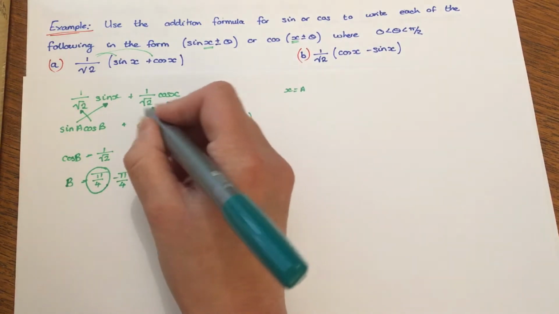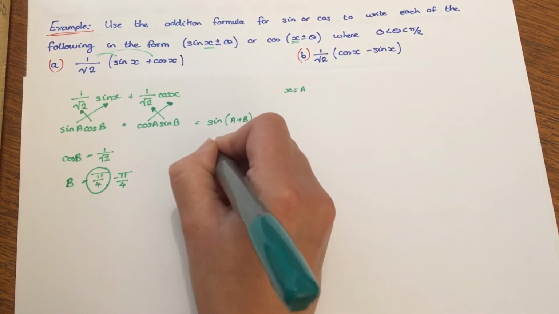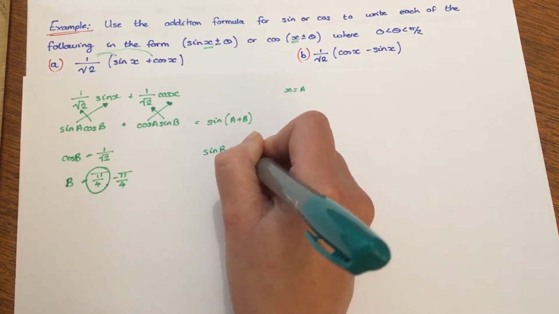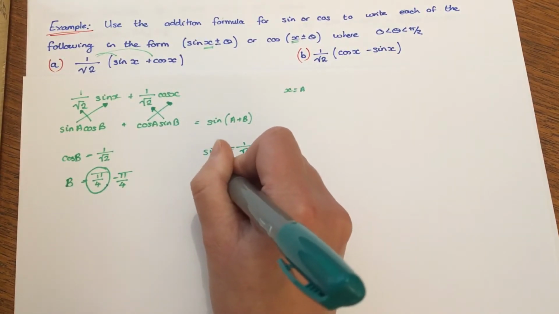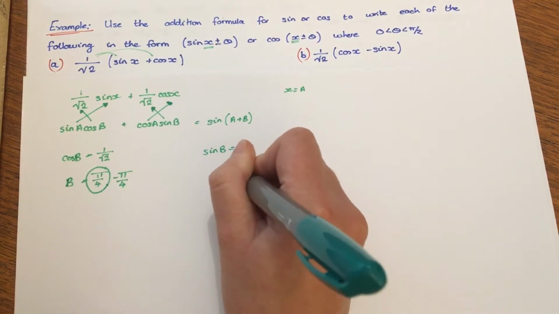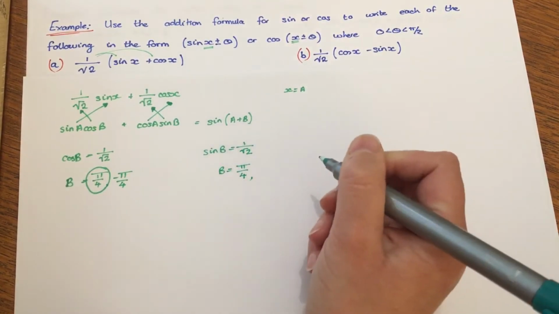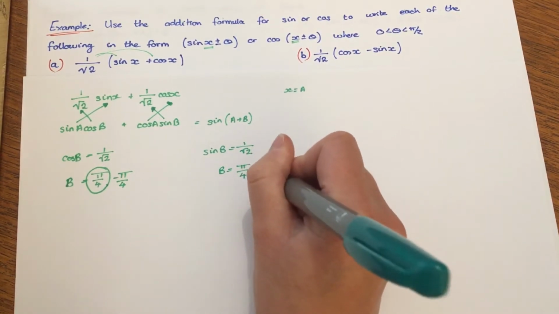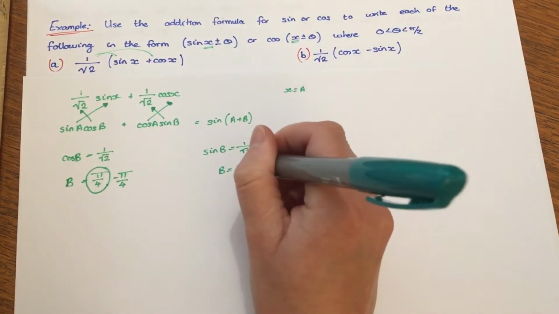If I do the same on this side, I know that sine b is 1 over root 2. If I inverse sine 1 over root 2, I also get pi over 4. And my other solution for sine, I would do 180 minus it, so I would get 3 pi over 4. And again, the only one that's in the range is this one here.